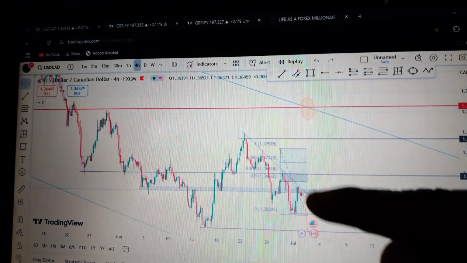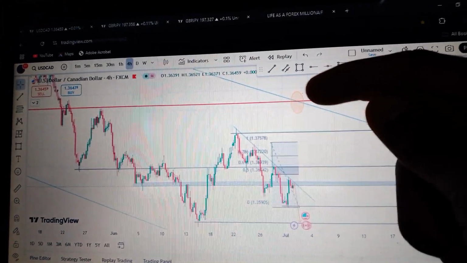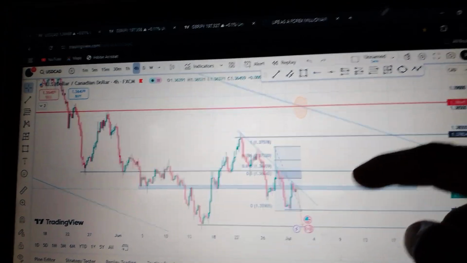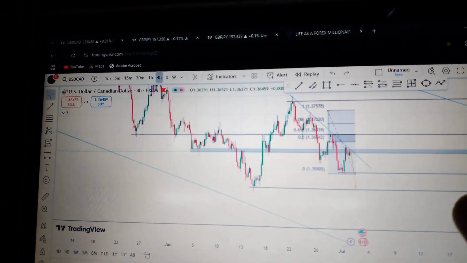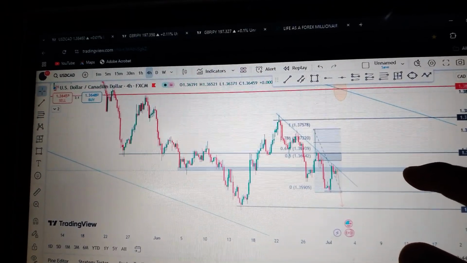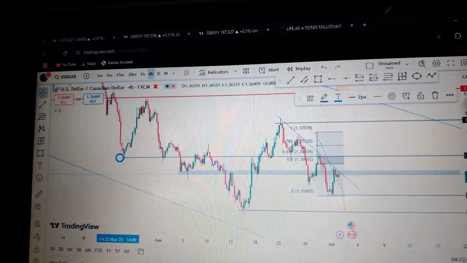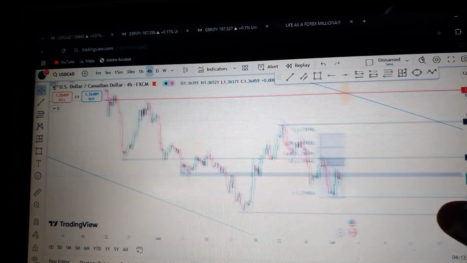So if there's a bullish move to this area here, I'll be expecting to sell from this area down back to this place because it's a downtrend. I don't want to counter trend this one right now, but I'm only going to counter trend if I see a break and retest of this level here. But I'm not sure if I'm going to take the trade.